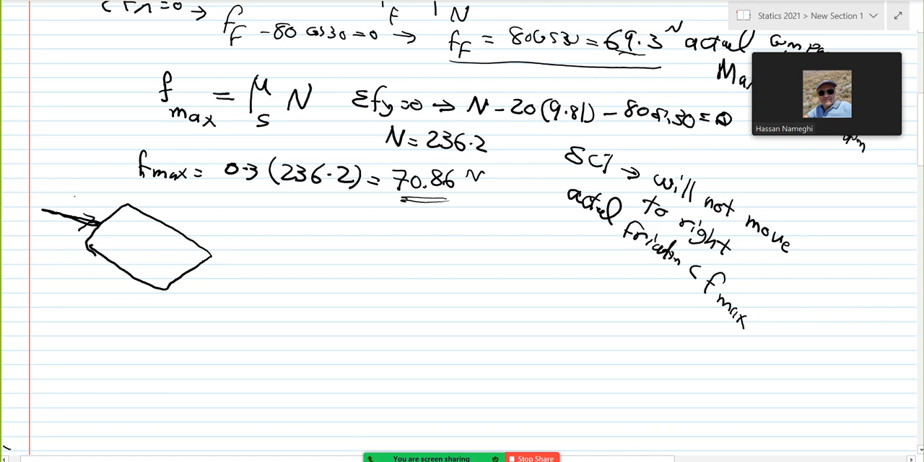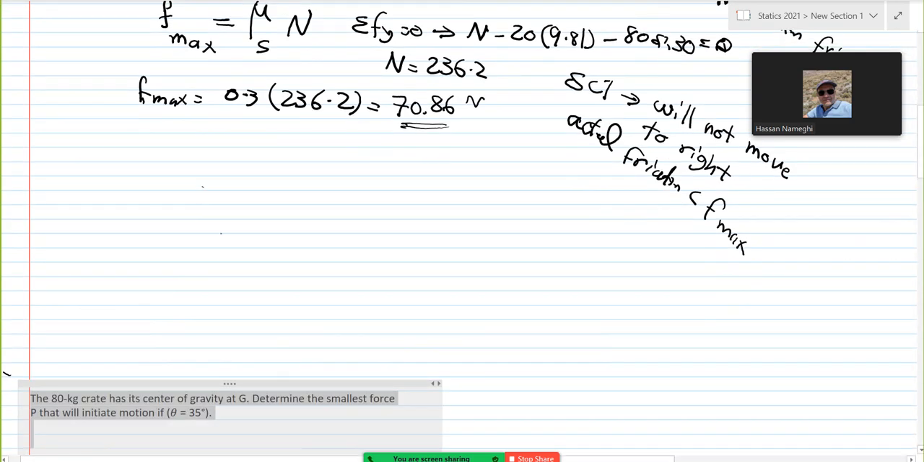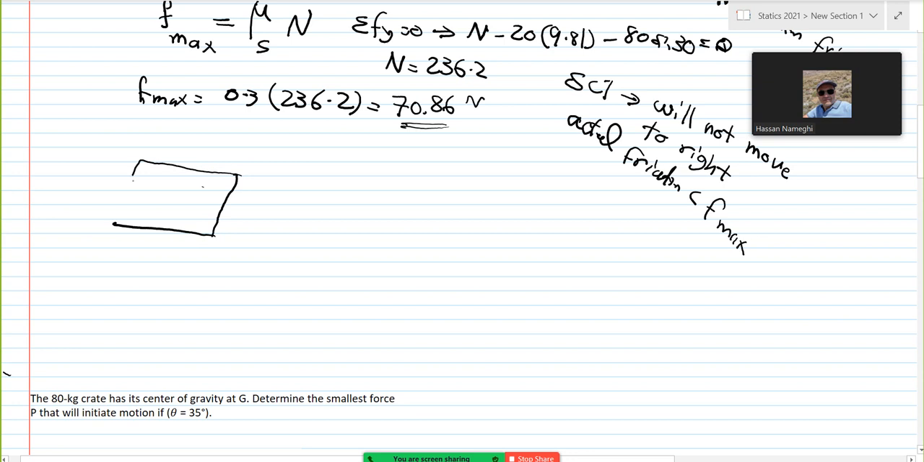I guess I exaggerated too much. Let me have it a little bit tilted. Okay, this is the tip over scenario. In the tip over scenario, we had two forces, right? The forces, so this was 80 cosine.